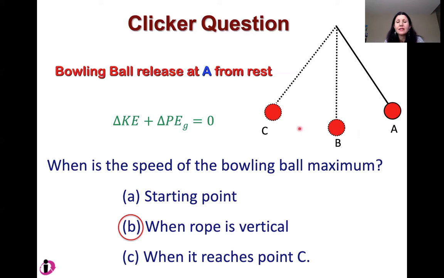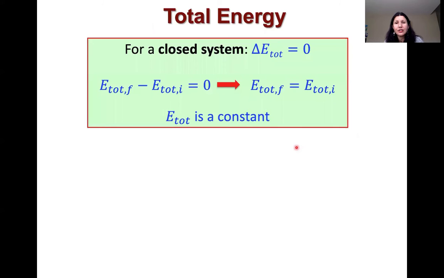And then what happens? It continues swinging. Now it's gaining potential energy again, which means it has to start losing kinetic energy. So here it's maximum.